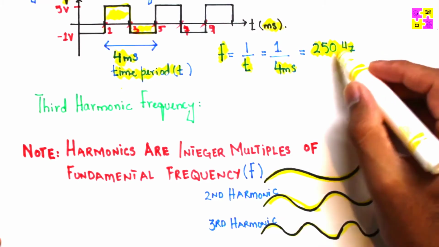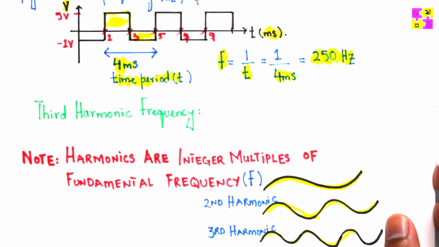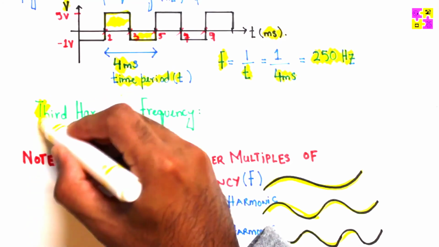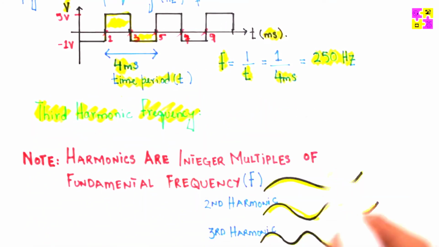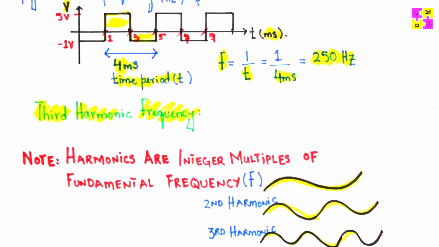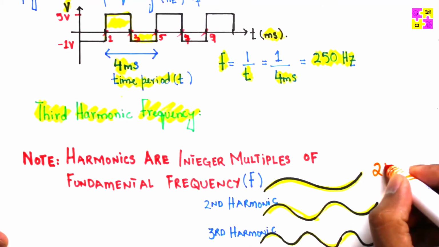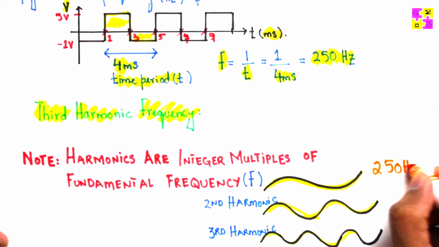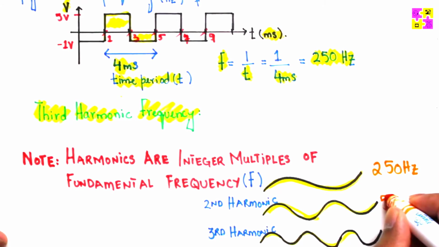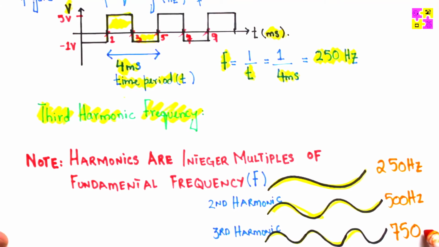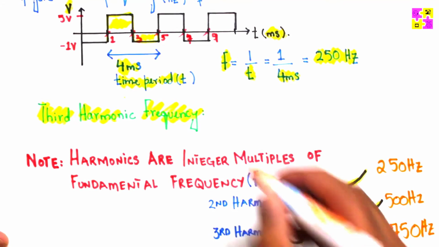So now that we know the frequency, it's a lot easier to find out the third harmonic frequency, right? Because we know this frequency is equivalent to 250 hertz, correct? That means this one is going to be 500 hertz, right? And also this one is going to be 750. And if you look at the math, it's pretty simple.